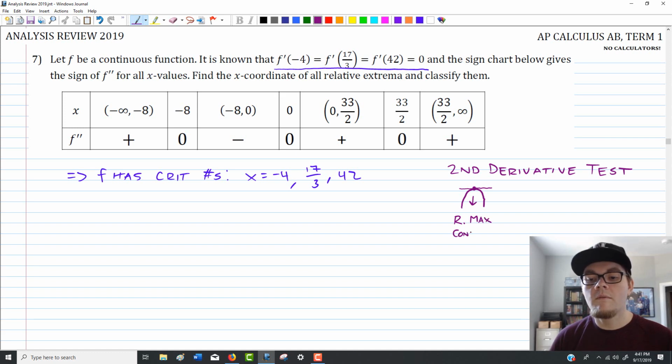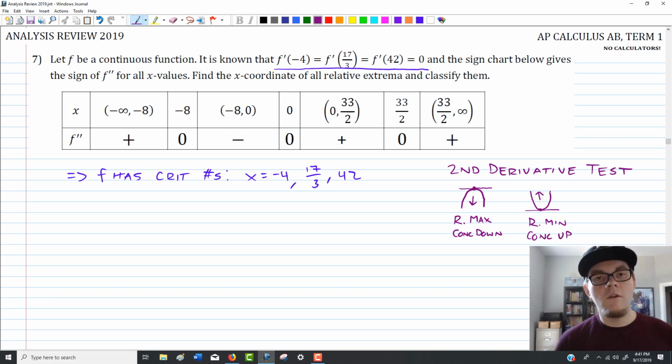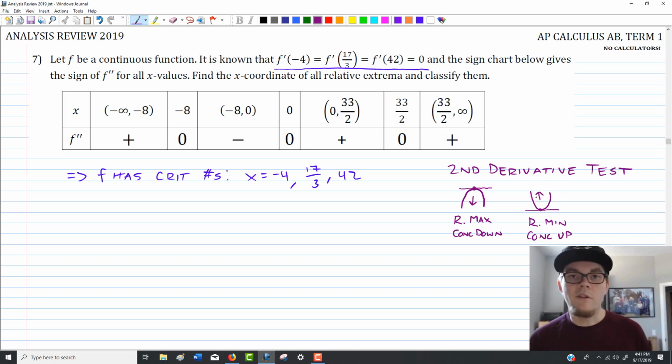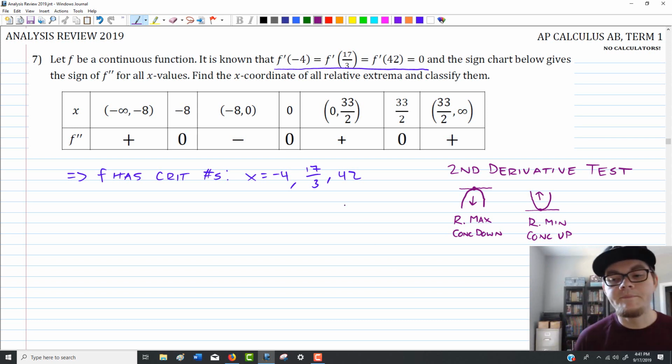So concave down, relative max, but specifically concave down at a critical number. On the flip side, if we are concave up at a critical number, then we have a relative minimum, or a local minimum, because we're concave up. And something you'll notice is when I do these, I usually do draw a picture. So basically keep that in mind as well.